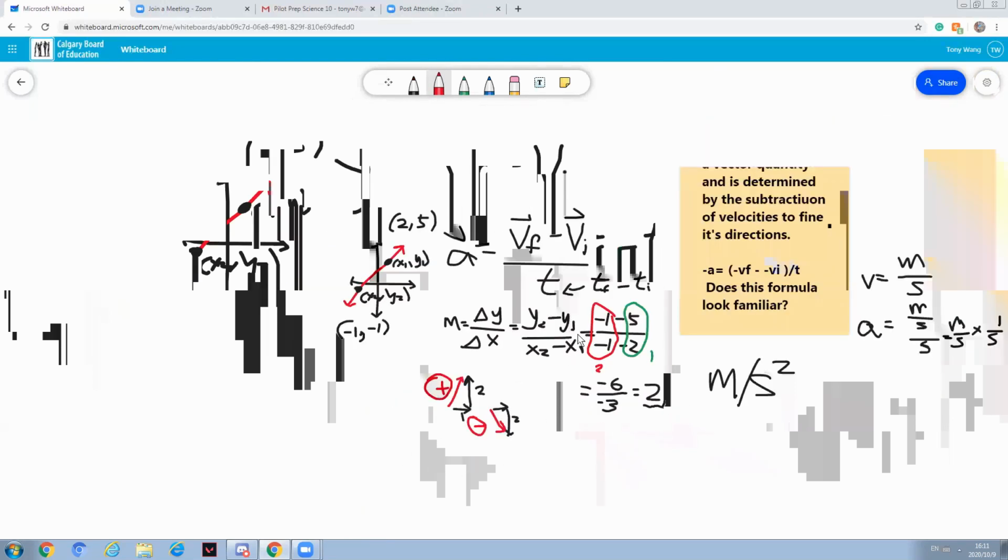Okay, so now there is this formula, which is acceleration. We're going to try a problem with this formula. Okay? So the problem is, I'm going to type it out.